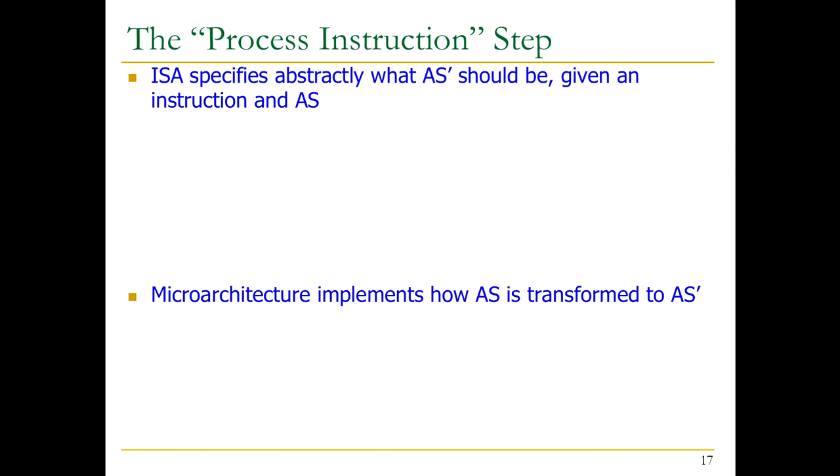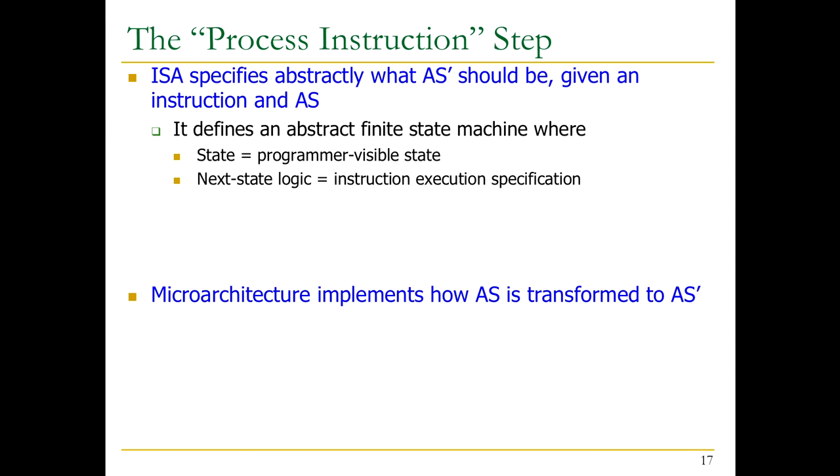Okay, so let's look at this process instruction step a little bit. Basically, the ISA specifies abstractly what the architectural state prime should be given an instruction and given an architectural state. It's really an abstract finite state machine, right? At the high level, the ISA is that way. You have the state, that's the programmer visible state, and you have the next state logic, which is the instruction execution specification. For any finite state machine, you've learned about those. You need state and a next state logic. And the next state logic produces the next state, right?